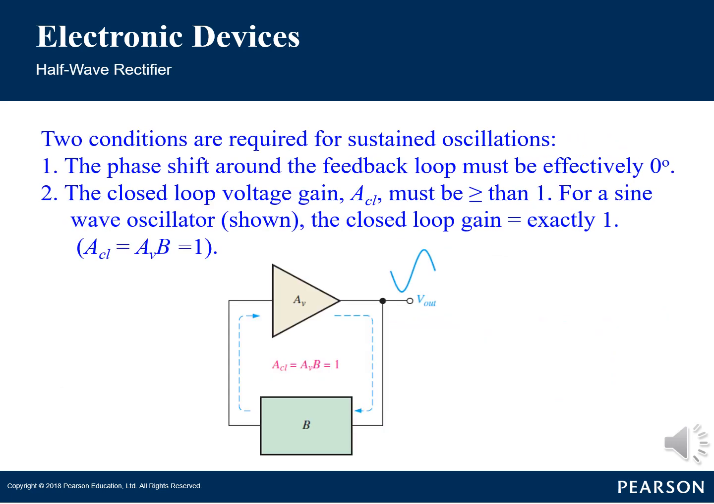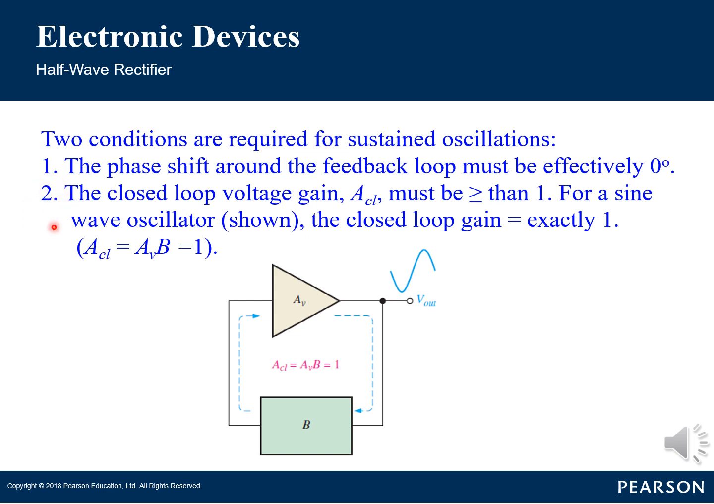In summary, feedback oscillators rely on the principle of positive feedback to generate a continuous waveform. This phenomenon is called oscillation. Two conditions are required for a sustained state of oscillations. 1. The phase shift around the feedback loop must be effectively 0 degrees. The feedback circuit accomplishes the necessary phase shift according to the type of amplifier used.